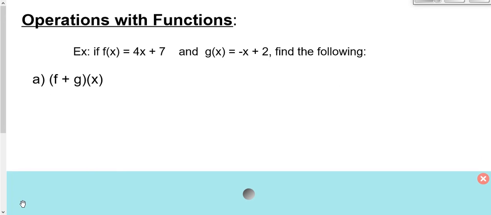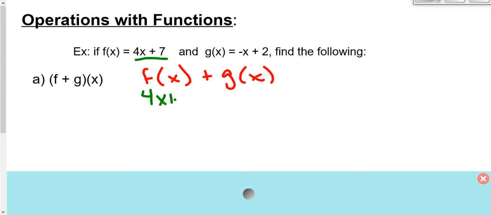Now remember, when it says f plus g of x, that means the same thing as taking f of x and adding g of x. So in order to do this operation, I'm going to take the function f of x, which is right here, 4x plus 7, and I'm going to add to it the function g of x, which is this function right here, negative x plus 2. I'm going to add these equations together.